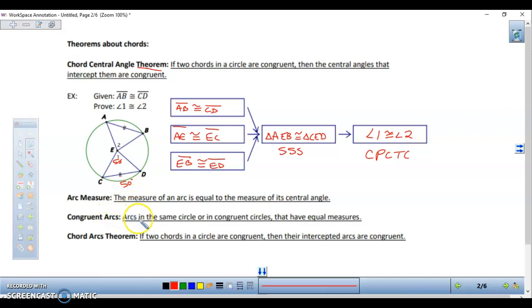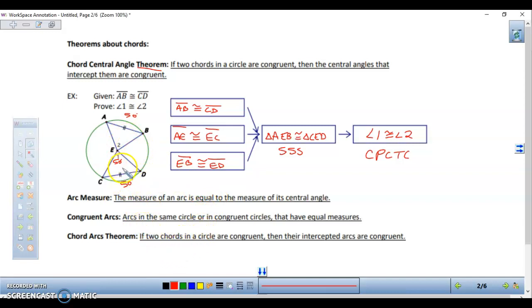Congruent arcs are just simply arcs that are in the same circle or in congruent circles that have equal measures. So like arc CD, and then if I put a 50 degree over here for arc AB, then I'll be like, oh, those are congruent arcs. They're in the same circle and they have equal measures.